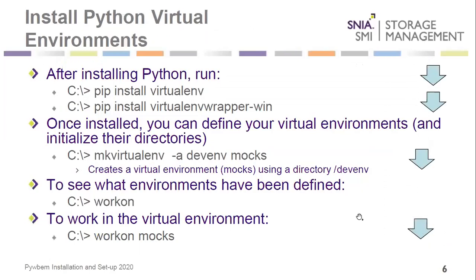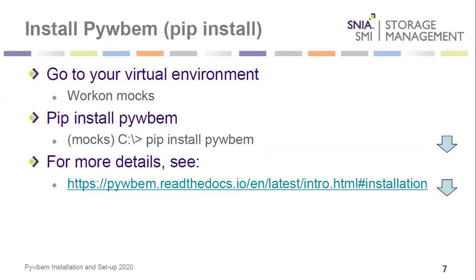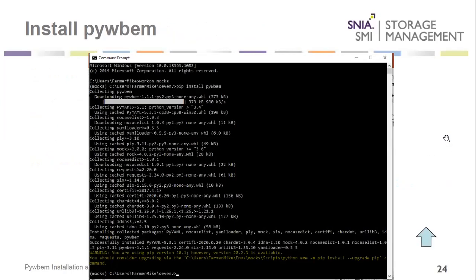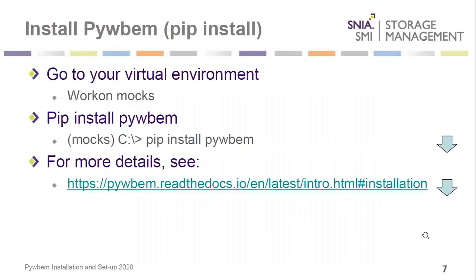So we've now set up a virtual environment. Now, my next recommendation is you install pywbem in a virtual environment. That way you know what you've got in that virtual environment. So we go to the virtual environment, work on Mocks, and then we pip install pywbem. That's all you have to do: say pip install pywbem, and you'll get the latest version of pywbem. And it will give you a whole bunch of messages on what actually got installed. And when you're done with that, you're back in your virtual environment and you have pywbem installed.